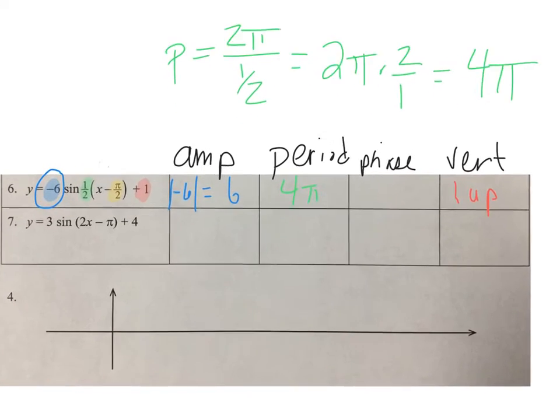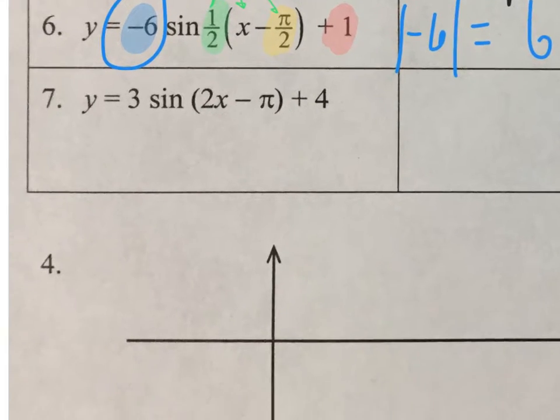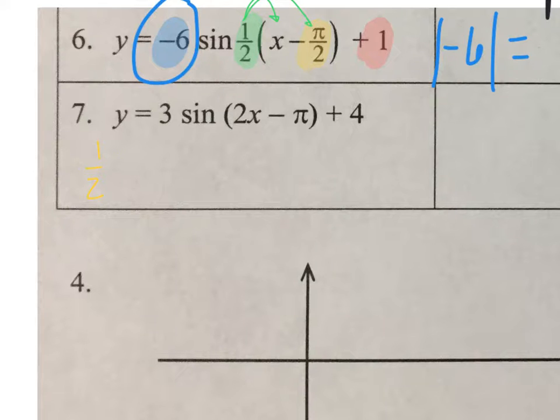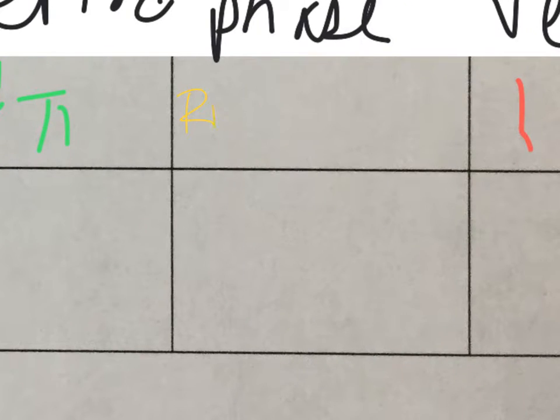And then the phase shift. In order to do the phase shift, we have to get rid of these parentheses. So I need to distribute this 1/2. When I multiply 1/2 times pi over 2, it becomes pi over 4 as the c value, or as your phase shift. Now because it's negative, that means we're going to be moving this right. Every point gets moved right, pi over 4 units.